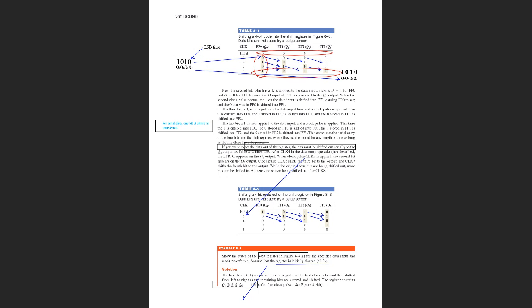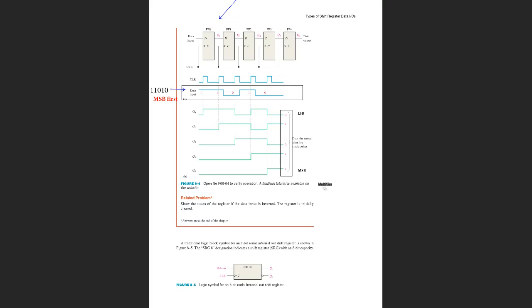Let's have another example. Example 8.1, a 5-bit register. The register is initially clear to 0, and let's have an input, sorry, it's not a nibble, it's a 5-bit value from Q4 to Q0, 11010. And let's see what's happening during 5 clock pulses. So we enter differently than previously. We enter the most significant bit first. So we enter 1, 1, 0, 1, 0.